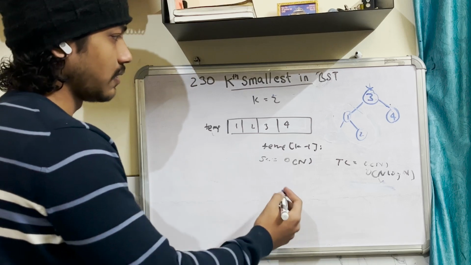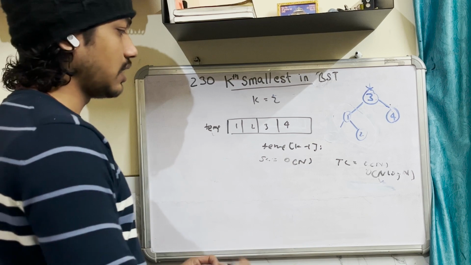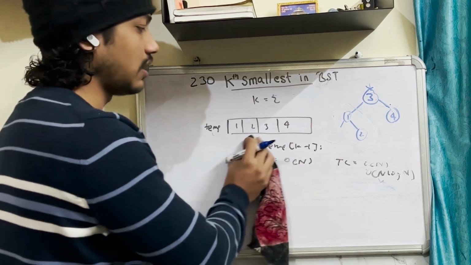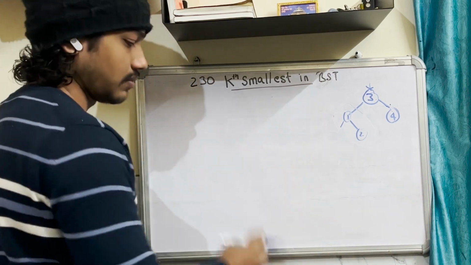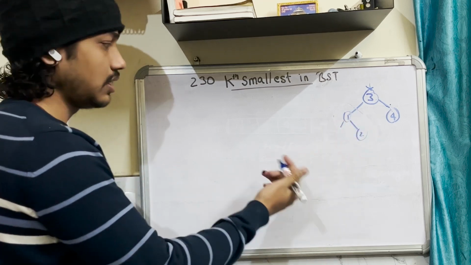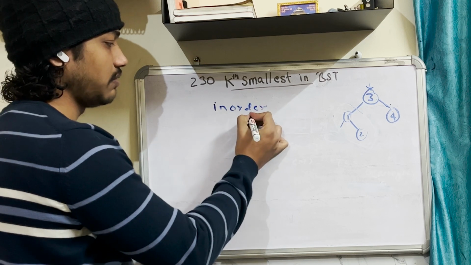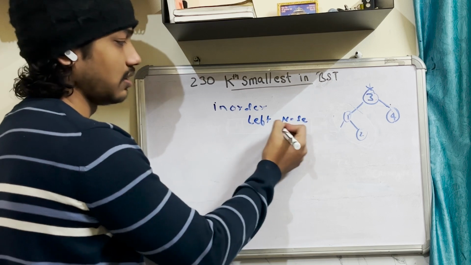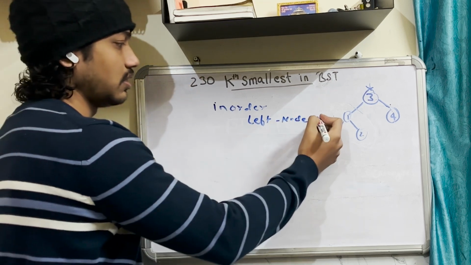What you can do, if you know a property of a binary search tree, is that if you do an in-order traversal of a binary search tree, you will get the values in sorted, or ascending, order. So let me just tell you what in-order is. In-order is when we go left, then we choose that node, or you can say we check that node, then we go right.